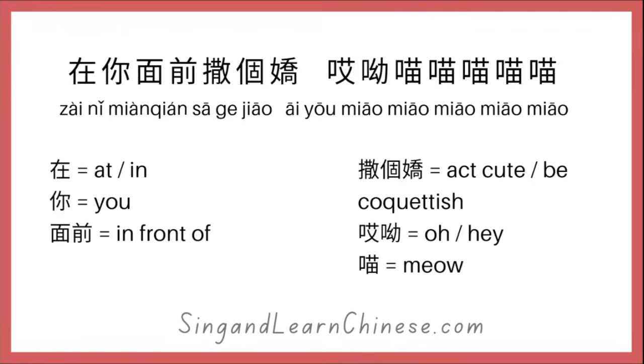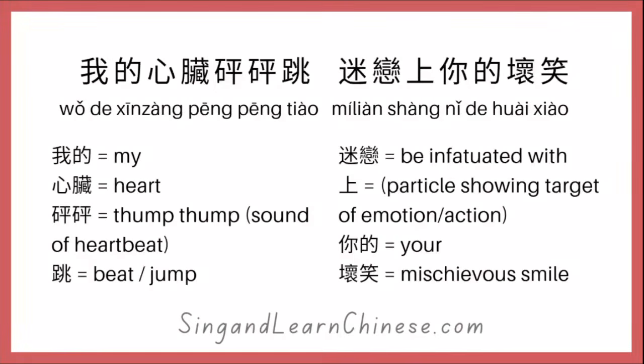So anyways, next line. 我的心脏蹦蹦跳，迷恋上你的坏笑. So 我的 is my, 心脏 is heart. 心脏 is more of the scientific kind of heart. When you just say 心, yeah, heart, metaphorical or literal. And then 蹦蹦跳 is to beat in a very strong manner, like thump, thump, thump. And then 跳 is to jump, or in this case, to beat.